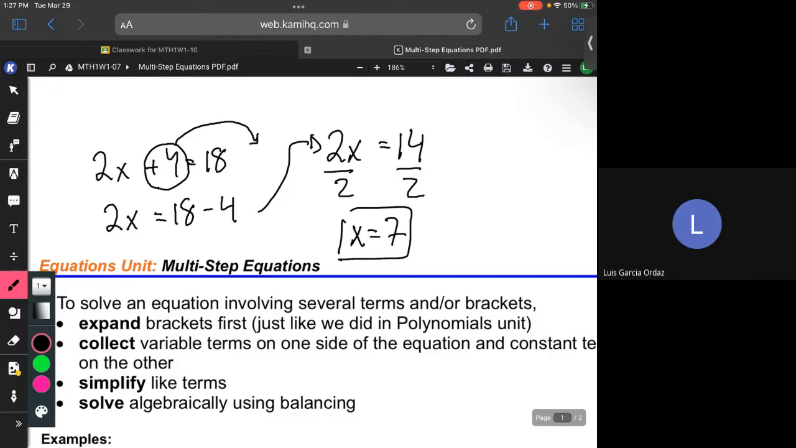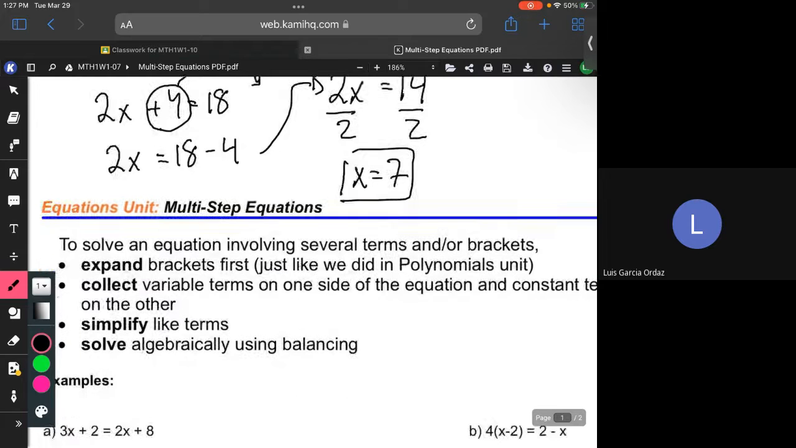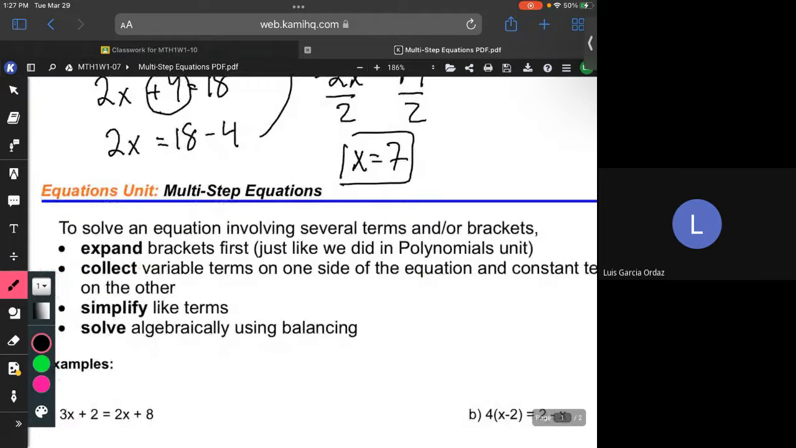However, today, you're going to have another variable on your right side. So there's going to be a lot of moving around now. The same things apply. If we have to distribute, you distribute first, and then put the variables on one side and the constants on the other side. Simplify the like terms, and then solve.